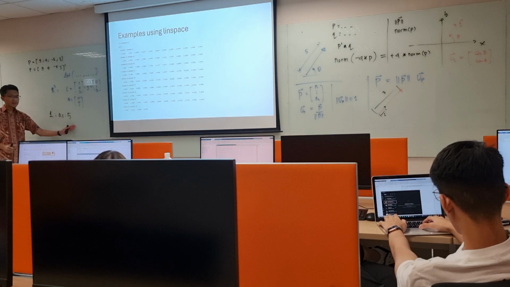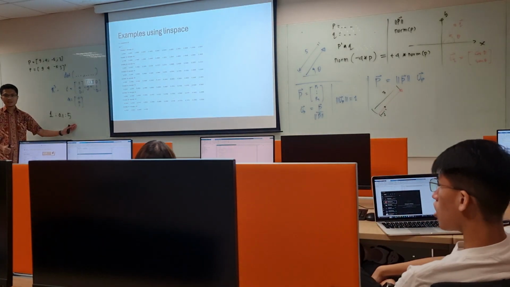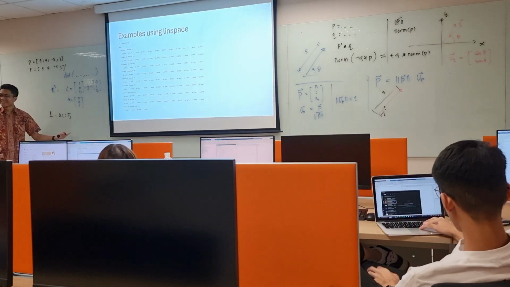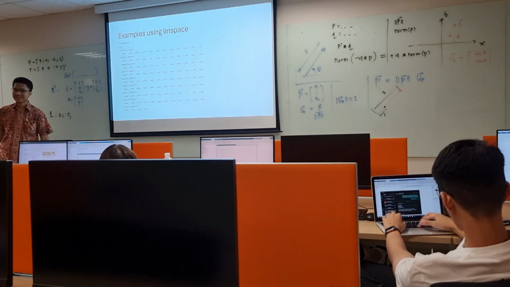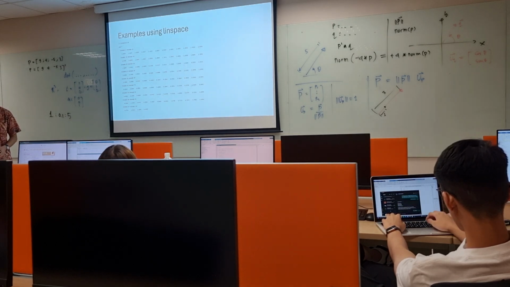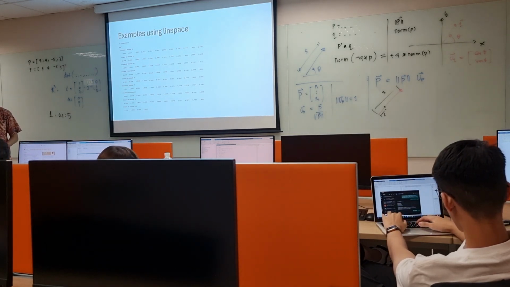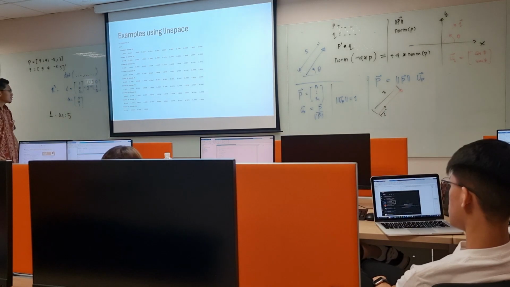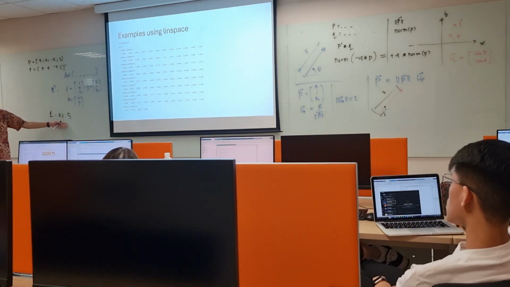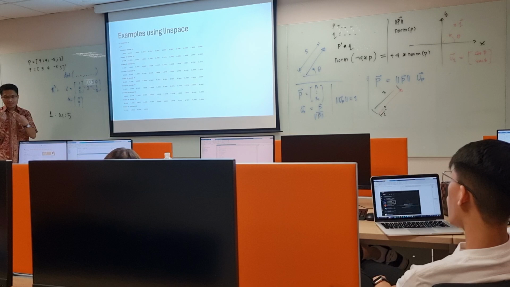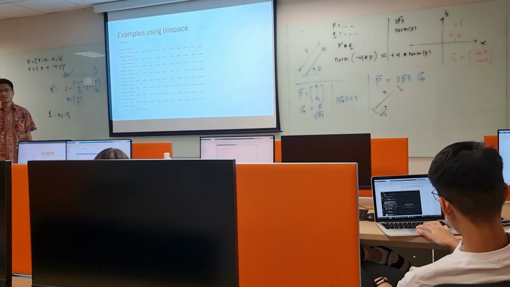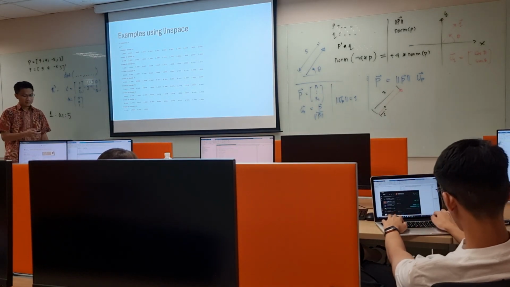And how many elements are there? How many elements? 51. 51, correct. It's 51. Which is why if you are using a colon like this, usually your number of elements, the ending is always plus 1.